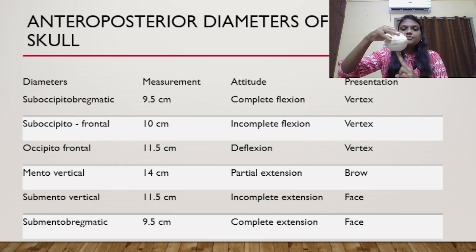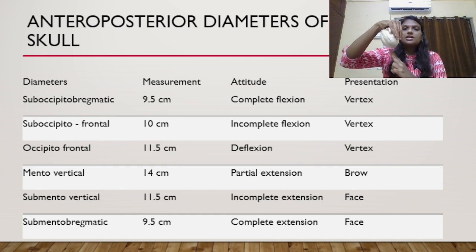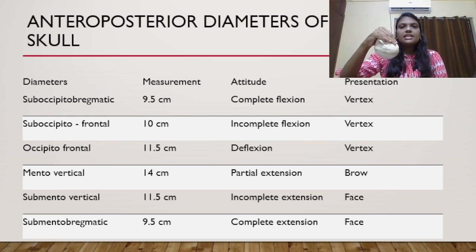Again, when I do a pervaginal examination, I am going to feel for the vertex of the fetal skull. So, in complete flexion, it will be suboccipitobregmatic, which measures about 9.5 centimeter, and I am going to feel the vertex. In suboccipitofrontal, it will be an incomplete flexion. The suboccipitofrontal diameter will be the diameter of engagement, and it will be 10 centimeter.